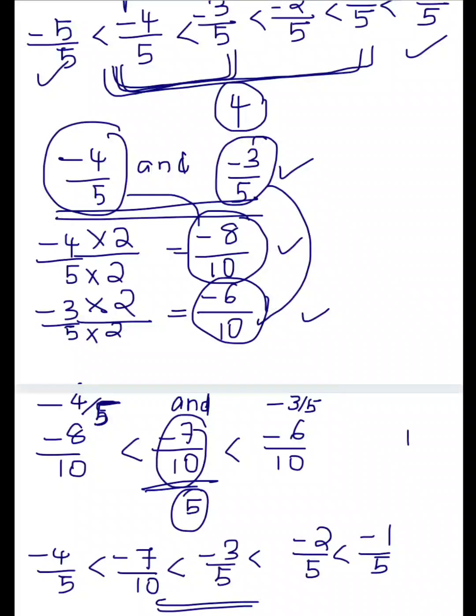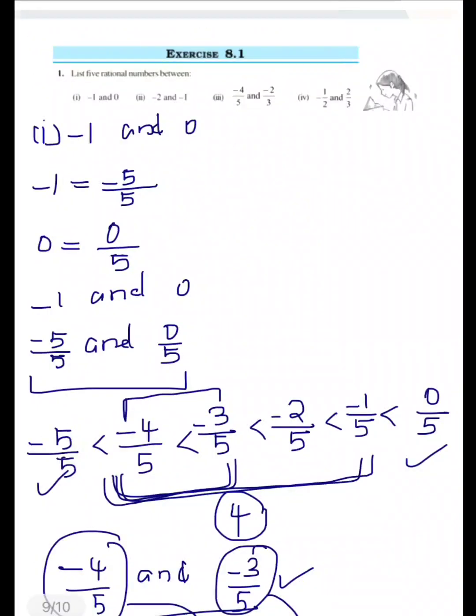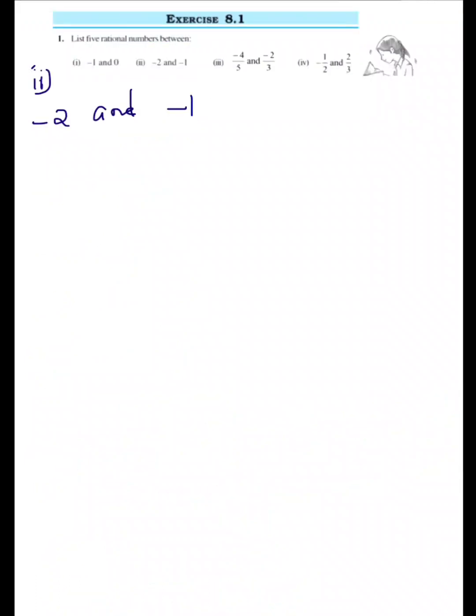Now let's see the second one. The question is minus 2 and minus 1. Let's do that. Here also suppose I am taking minus 1 as minus 5 by 5. I have already told, if I am taking minus 1 as minus 5 by 5, then the next one is minus 2. Here also the denominator should be the same, that is, it should be 5.